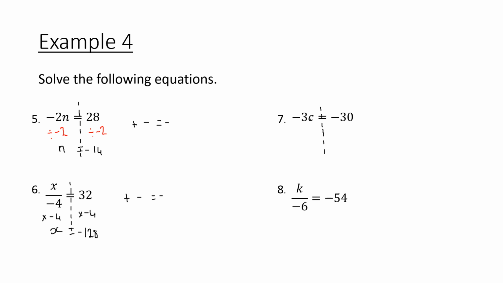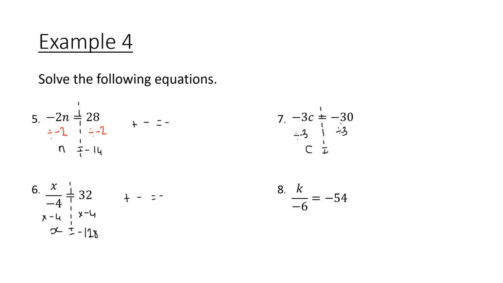We've got minus 3 times c is equal to minus 30. Then multiplied, we have to do the opposite, which is divide. So divide both sides by 3. So not by 3, by minus 3. Not forgetting that minus in front of it. So on this side, minus 3 times c divided by minus 3 gets rid of the minus 3. So we're left with c on its own.